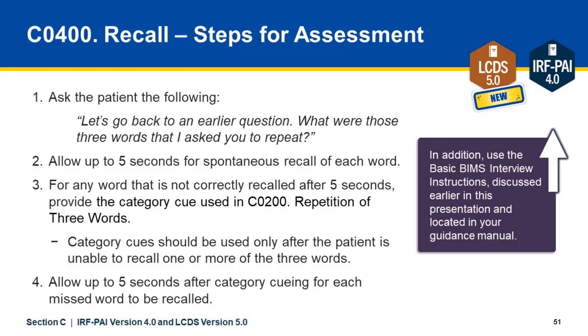You're going to ask the patient the following. Let's go back to an earlier question. What were those 3 words that I asked you to repeat? You're going to allow 5 seconds for spontaneous recall of each word. For any word that is not correctly recalled after 5 seconds, provide a category cue used in C0200, repetition of 3 words. Category cue should be used only after the patient is unable to recall 1 or more of the 3 words. Allow up to 5 seconds after the category cue for each missed word to be recalled. And again, please refer to the basic BIMS interview instructions for additional directions.